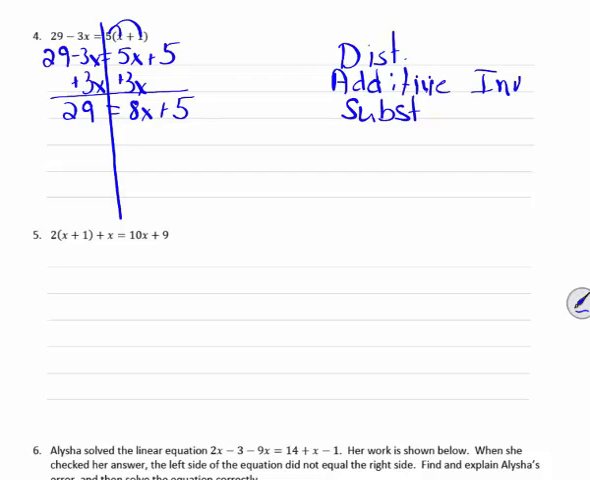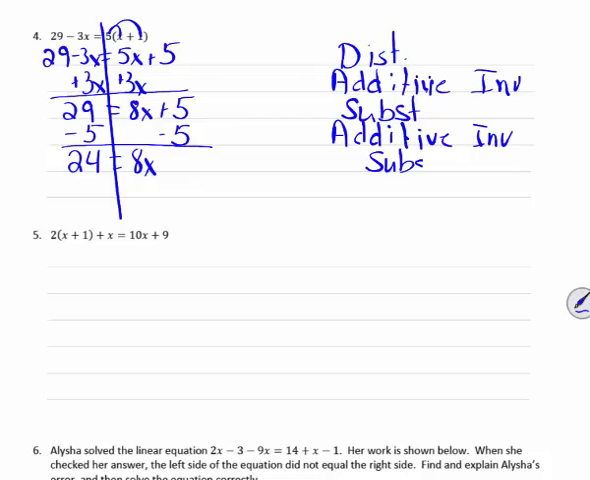Okay, over here we're going to subtract 5. So it's going to give me 24 equals 8x. That is another additive inverse and substitution. And then over here we have to divide both sides by 8, so we're going to get 3 equals x. Properties: multiplicative inverse, followed by a substitution.